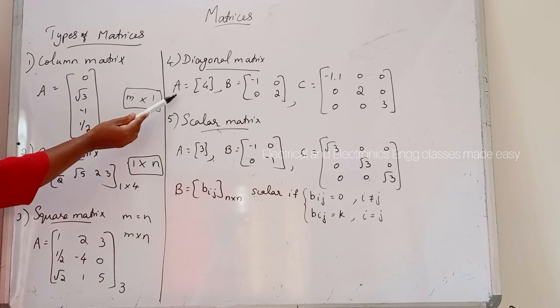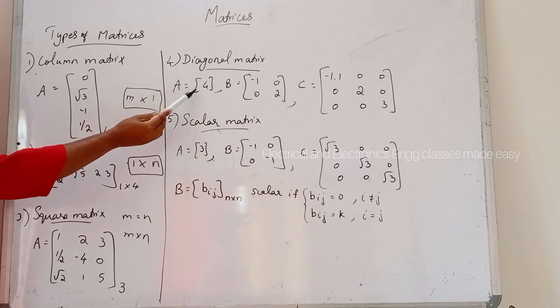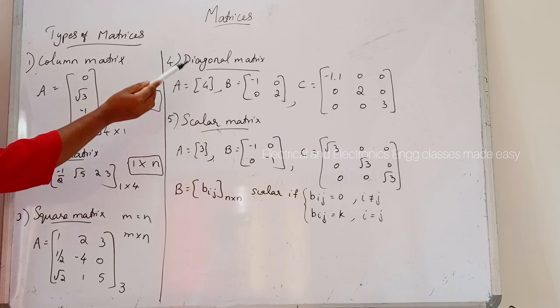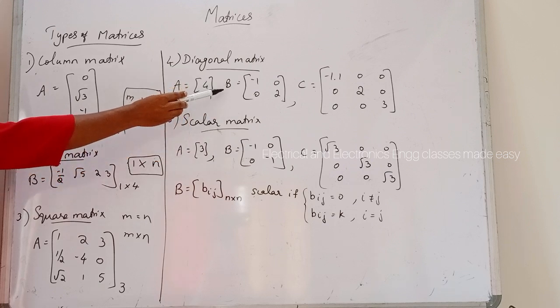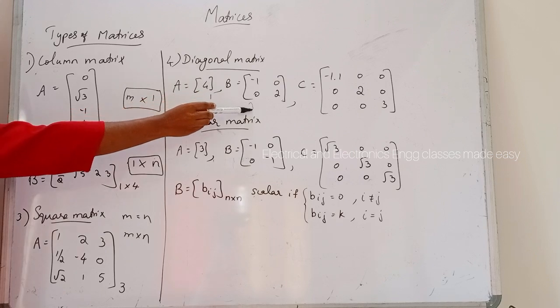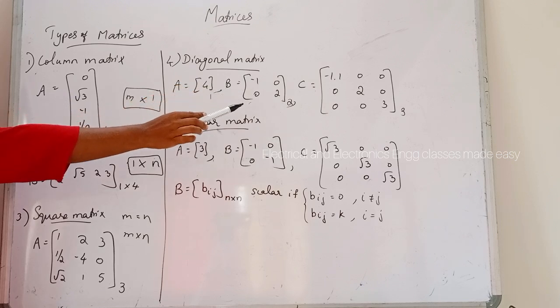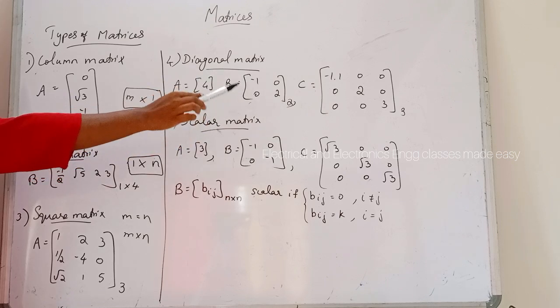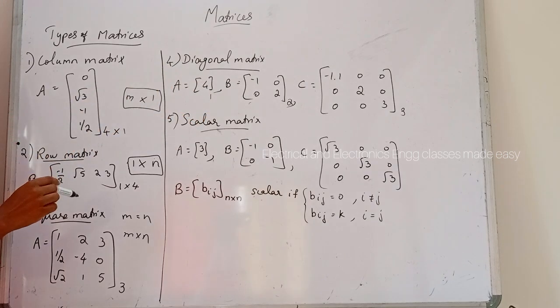So examples are A is equal to 4. If only one element is there, it is also a square matrix of order 1. Then B is equal to minus 1, 0, 0, 2. This is a square matrix of order 2. And C is equal to minus 1, 0, 0, 0, 2, 0, 0, 0, 3, a diagonal matrix of order 3.